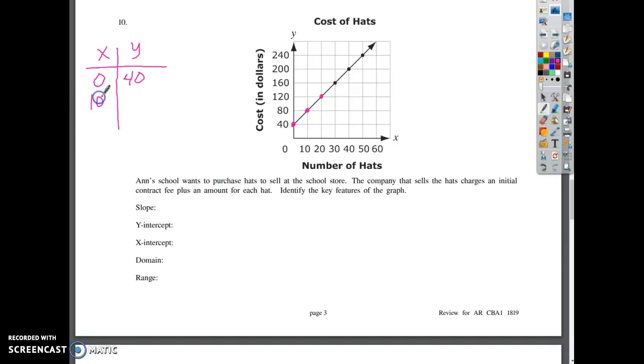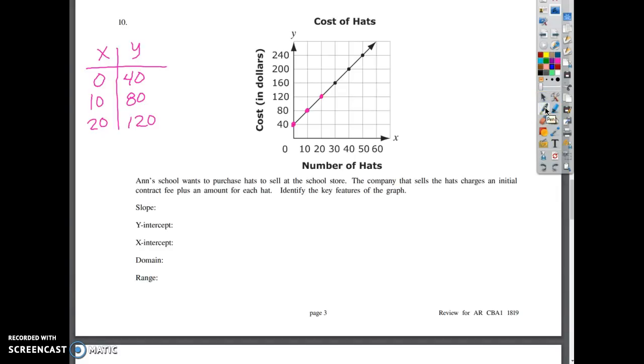1080. What point is this one? 20 and 120. Okay, and then you put that in stat and get the equation. Stat, get the equation. I'm going to pause it. You're going to do the work and you're going to answer those questions.